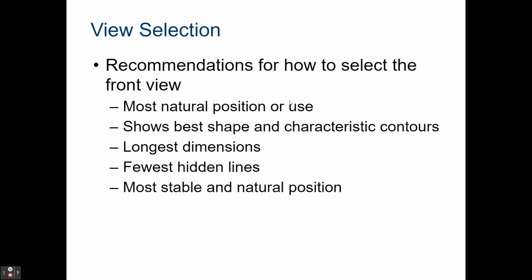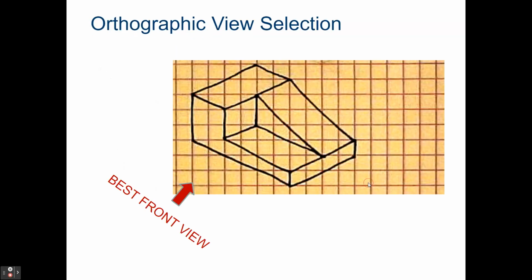Recommendations for how to select your best front view. We talked about this a little bit before with concept sketching, but now we're adding some more rules to the list here. So when selecting your best front view, that means that your most natural position or use shows the best shape and characteristic contours, has the longest dimensions, the fewest hidden lines, and the most stable and natural position. So when you're dealing with different objects, run through that list and try to figure out what would be the best front view for me to make my sketch out of.